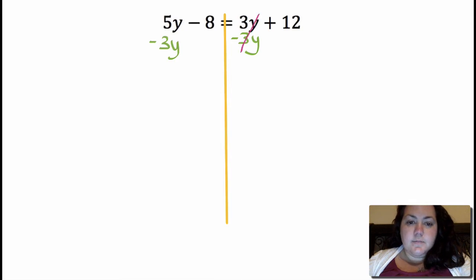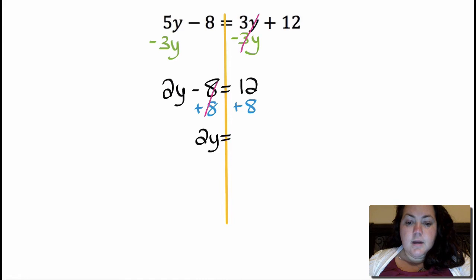That's going to cancel. 5y minus 3y is going to give me 2y, and I'm going to bring everything else down. So I have 2y minus 8 equals 12. Now I'm trying to get y by itself, so I'm going to add 8 to both sides. That's going to cancel. I have 2y equals 12 plus 8 is 20. Then I'm going to divide both sides by 2, and I get y equals 10.